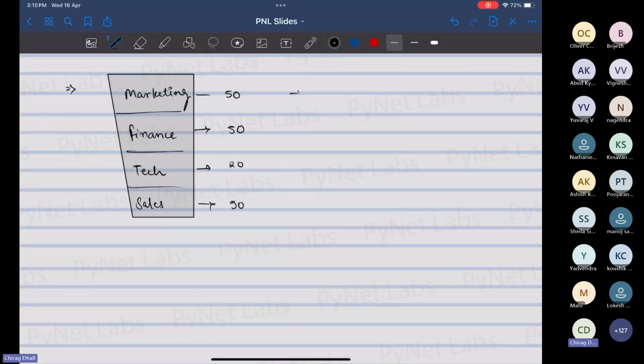So assume I got 210.1.1.0/24 for my marketing team, 210.1.2.0/24 for my finance team, similarly 210.1.3.0 for my tech team, and 210.1.4.0 for my sales team. If I put them in different networks, they'll by default not be able to communicate with each other. Do you all agree?